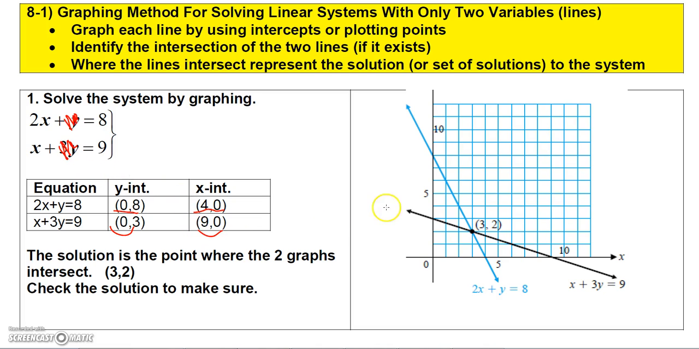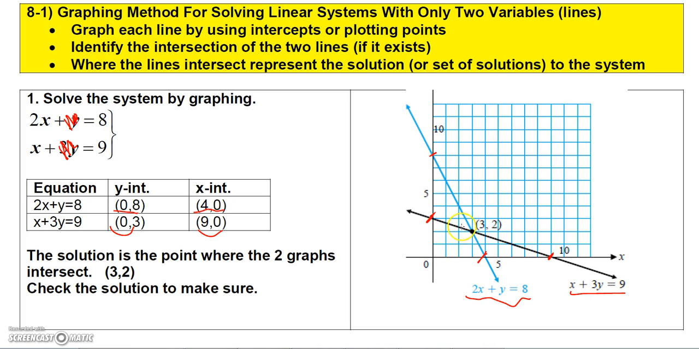So pretend like you don't see these graphs here for now, and let me just plot these points. So (0, 8) would be right here, and then (4, 0) would be right here. So I would grab a ruler and I would draw this line through those 2 points. Then I need to graph the other line. Generally you want to label the lines, okay? And then I want to graph the other line, and it goes through (0, 3). So (0, 3) would be this point here, and it goes through (9, 0), which would be right here. And then you grab your ruler again and draw the line through those 2 points and label that line.